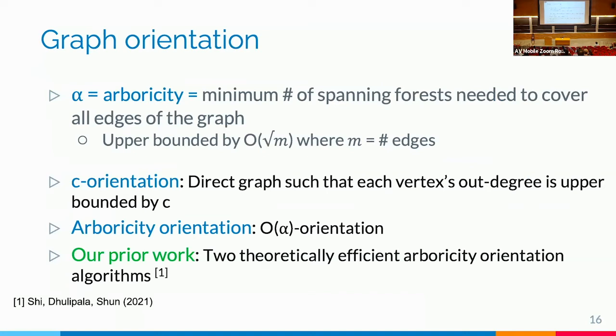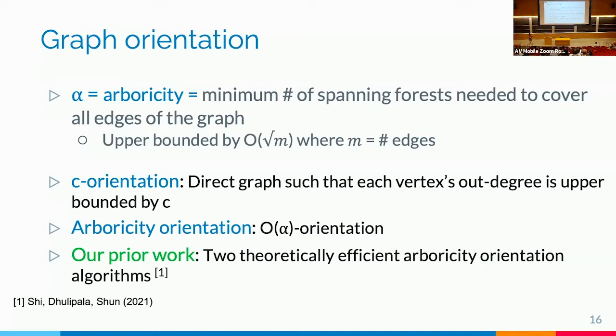I'll also use the notion of arboricity throughout this talk. This is something that Quanquan introduced yesterday in her talk. The arboricity of a graph is the minimum number of spanning forests needed to cover all edges of the graph. You can think of it as a measure of sparsity in a graph. In a lot of real-world graphs, it's bounded by polylog n, at least that's the behavior that we tend to observe. And it's also upper bounded theoretically by the square root of m, where m is the number of edges. Importantly, we'll be using this to construct graph orientations.